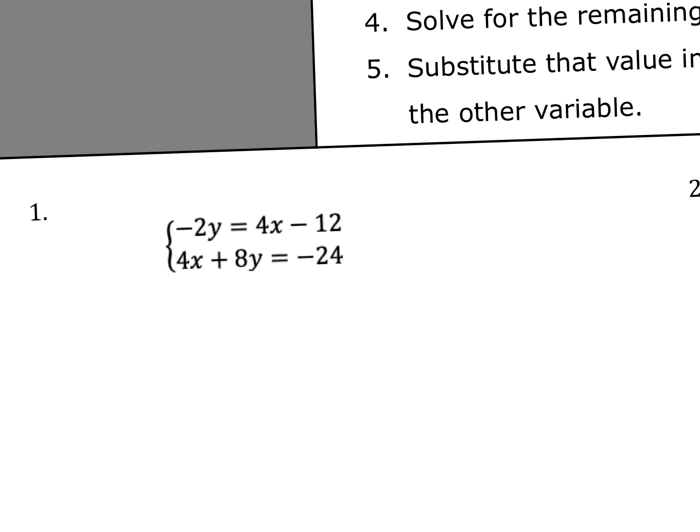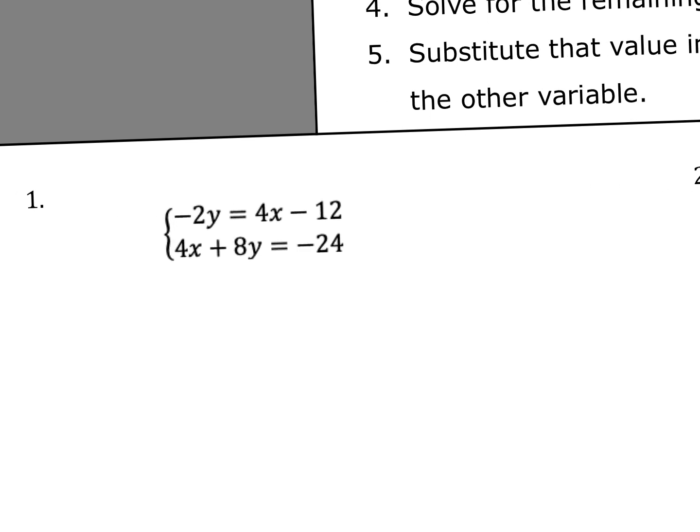Okay, so when I look at this first one right here, I have negative 2y equals 4x minus 12. Okay, if I want it in standard form, I need my ax plus my by equals c. So I notice right now I have my y on the left side of the equal sign, but I need my x on the left side of the equal sign. So let's rewrite that to get my x over there. So I have negative 2y equals 4x minus 12.